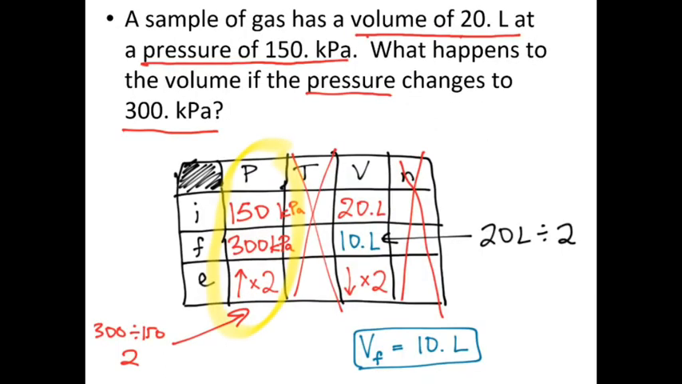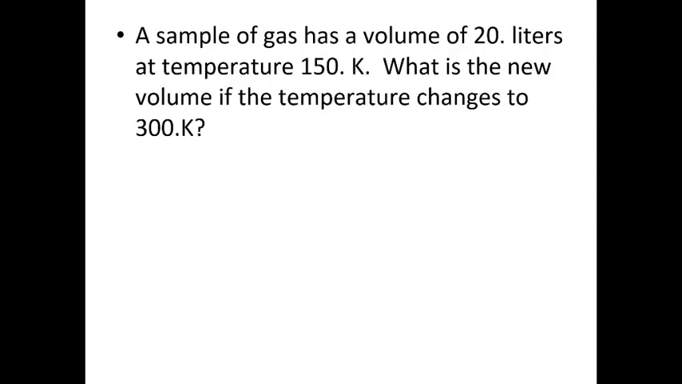All right, let's do another one. This is the one that's on the back of your handout here. A sample of gas has a volume of 20 liters and a temperature of 150 Kelvin. What is the new volume if the temperature changes to 300 Kelvin? First of all, does this question involve temperature? Is the temperature in Kelvin? Yes, we're in good shape. If it's not in Kelvin, we need to convert it first.